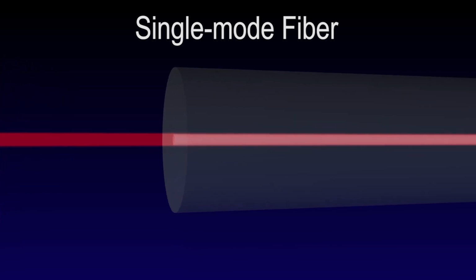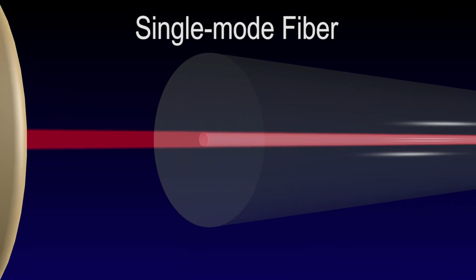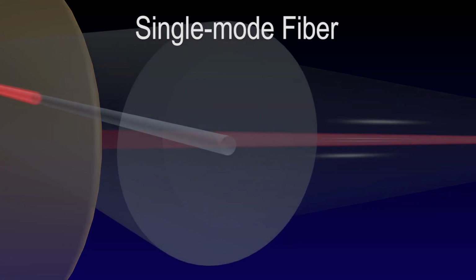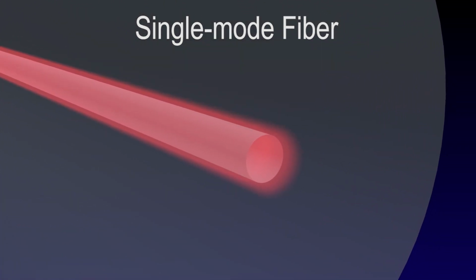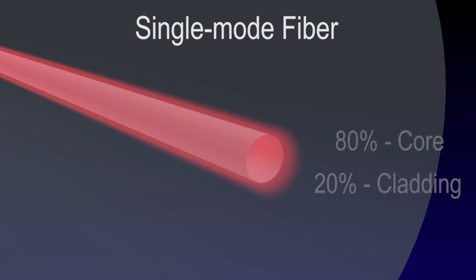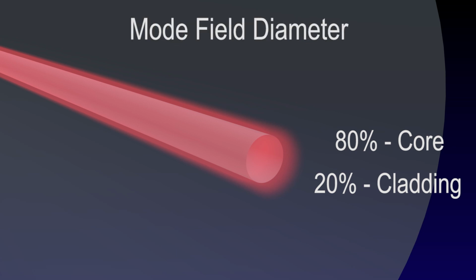Unlike multimode fibers where optical power distribution is entirely within the core, light transmission within single-mode fibers assumes a Gaussian distribution. Depending on the wavelength of operation, approximately 80% of the light travels within the core, while 20% travels in the surrounding cladding. The total diameter of the resulting light spot is called the mode field diameter.